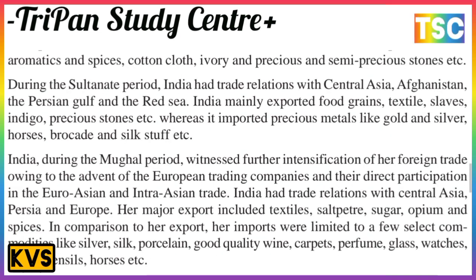During the Mughal period, India witnessed further intensification of foreign trade owing to the advent of the European trading companies and their direct participation in Euro-Asian and intra-Asian trade. India had trade relations with Central Asia, Persia and Europe. The major exports included textiles, saltpetre, sugar, opium and spices.